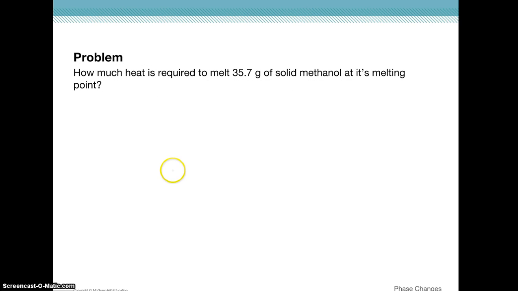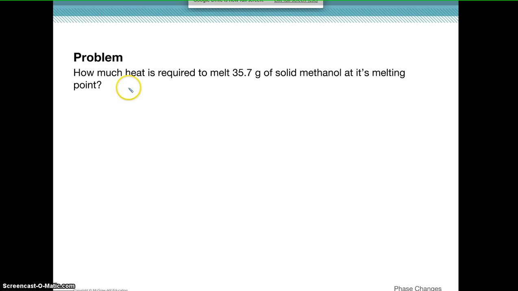So let's take a look at how we would use those particular heats of fusion and vaporization to do calculations with. So our question says, how much heat is required to melt 35.7 grams of solid methanol at its melting point? So our heat of fusion and heat of vaporization, those numbers are just conversion factors. So we're going to be doing conversions just like anything else. They are kilojoules per mole, so we're going to be using mole conversions like we've done in the past.